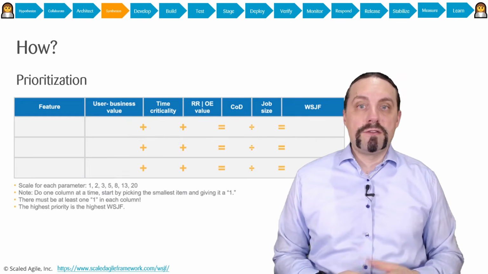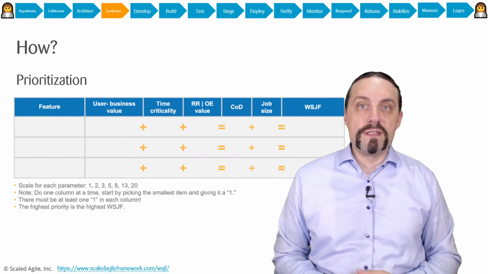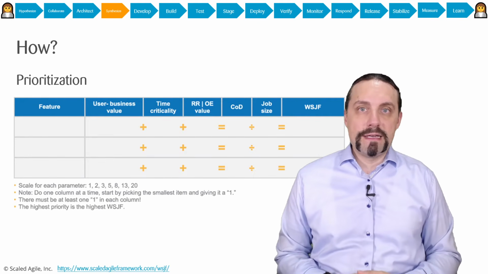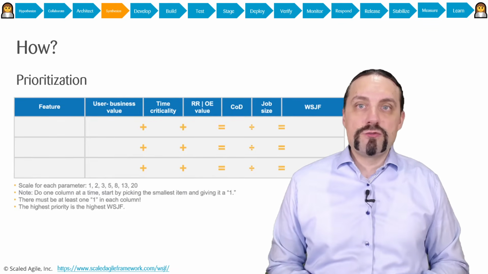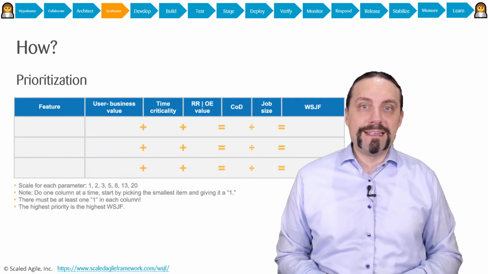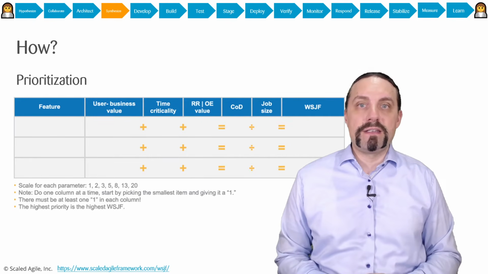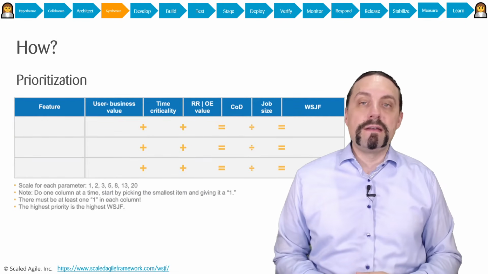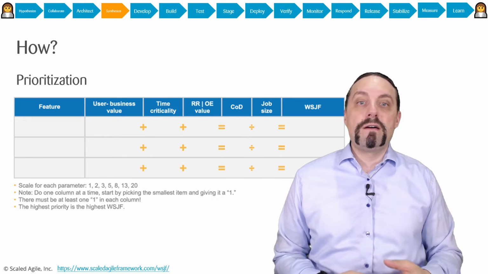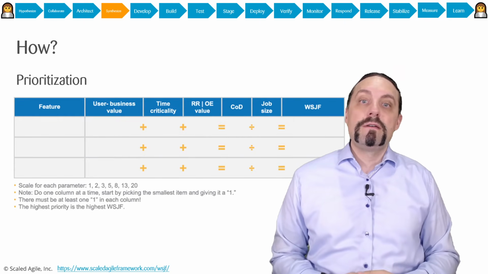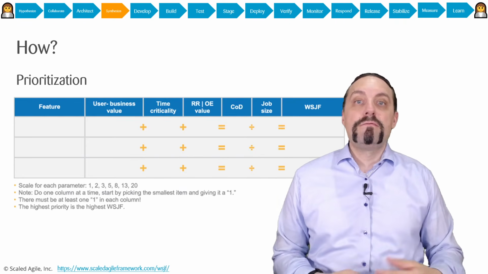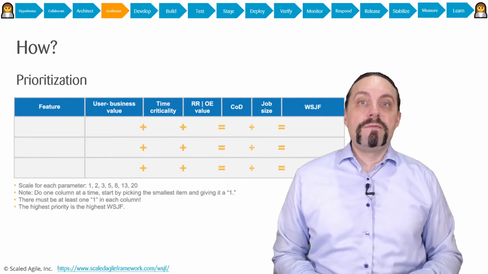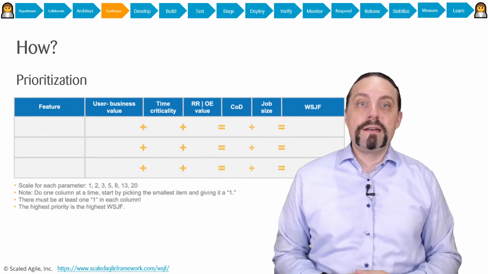When we have done that for user business value and all the features have the user business value, then we will move on to time criticality. And again, we will ask ourselves which one of these features here in this set has the lowest time criticality, and we will give it a 1. After that, we will have a look at the remaining features and we will ask which one has the same time criticality, then it's again a 1, which one has the double time criticality, then it's a 2, and so on. And the same we are doing for risk reduction and opportunity enablement.